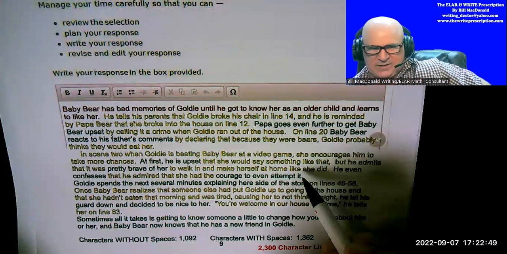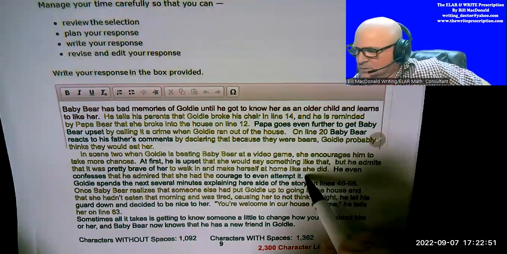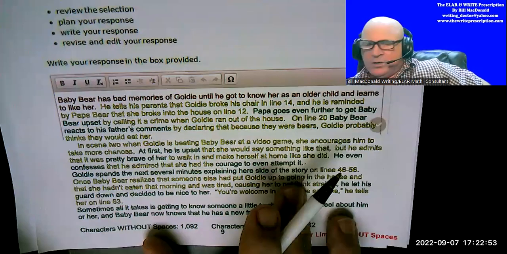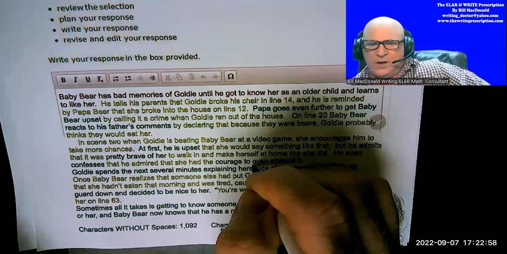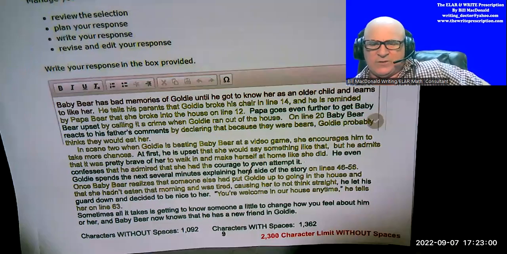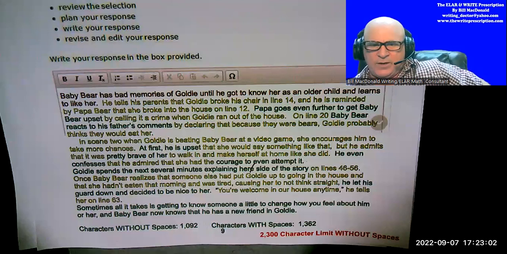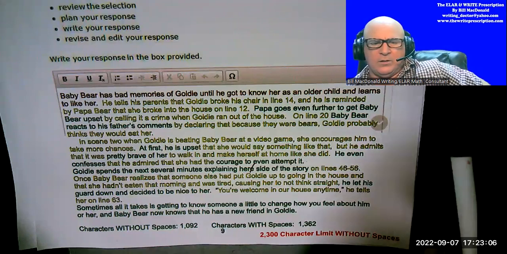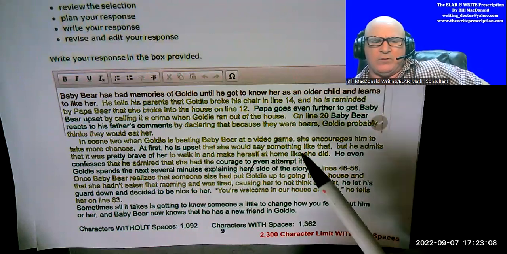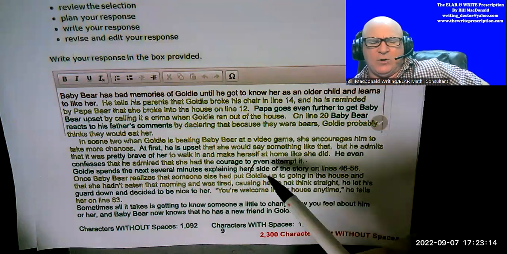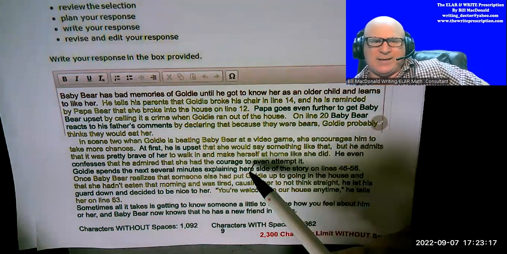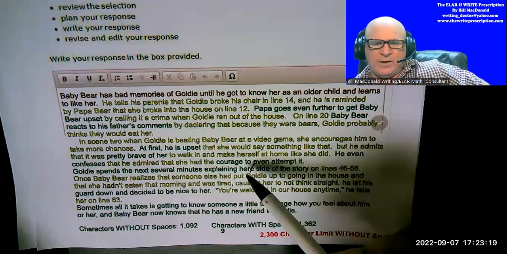Goldie spends the next several minutes explaining, oh, I made a mistake there, her side of the story. See if your kids can find that if you show it to them. On lines 46 to 56, so about 10 lines, she spends explaining the background information. Why did she do what she did in the first place, according to the Goldilocks and the Three Bears story that we all knew about?